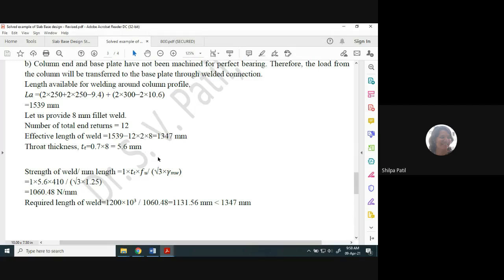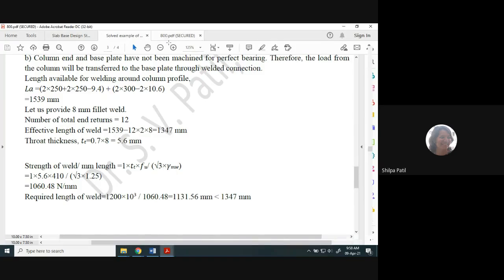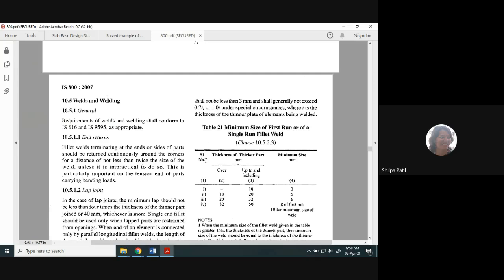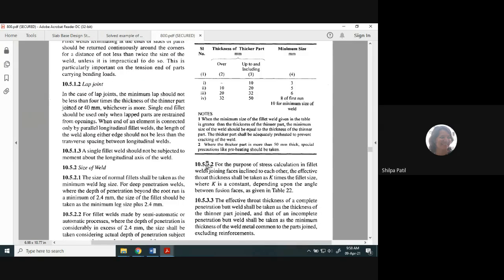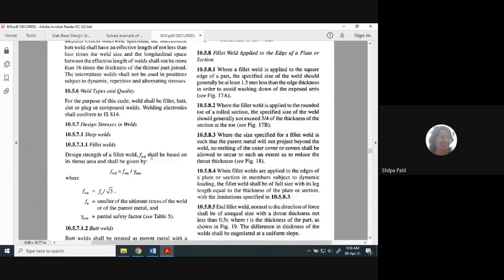Let me finish the further steps first. The throat thickness we calculate as 0.7 times the size of the weld. So it is 0.7 into 8, that is calculated here. And the strength of the weld per mm length is calculated as unit length 1 mm into throat thickness, that will give you the area, into Fu upon root 3 gamma mw. So if you consider the code over here, this is the formula, the same one which we have used for the design of the weld.